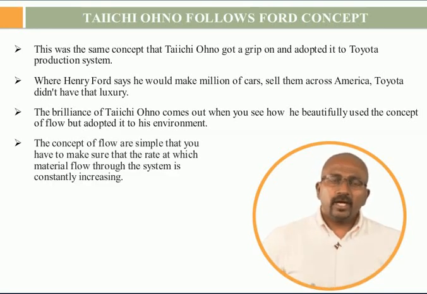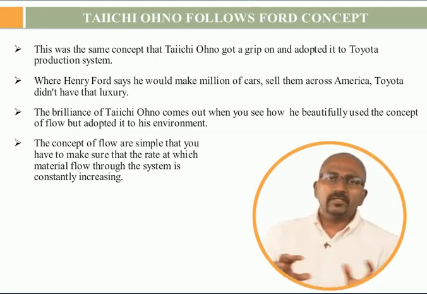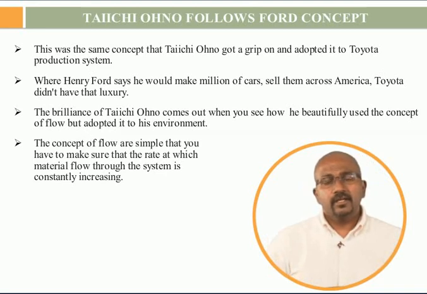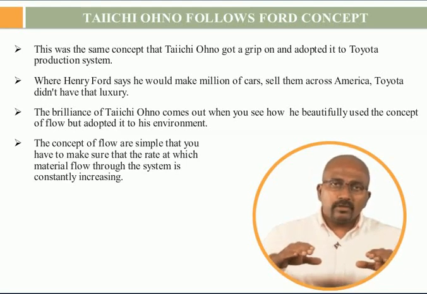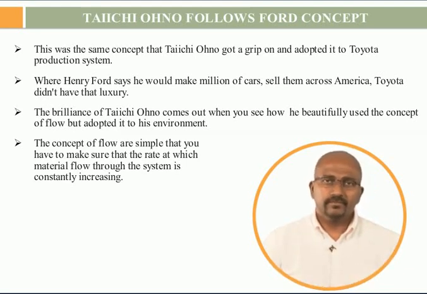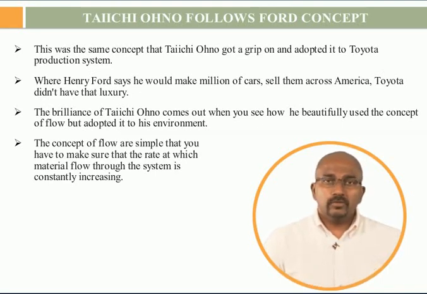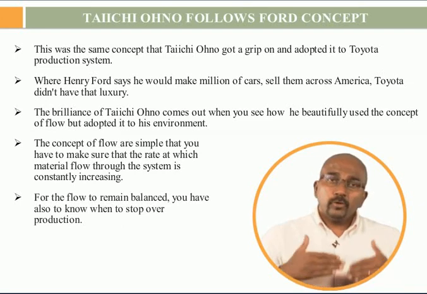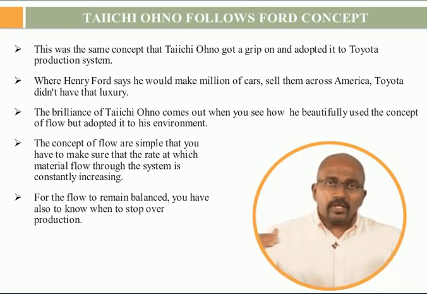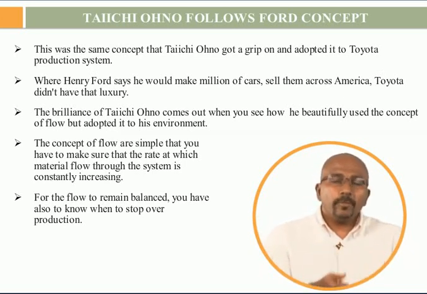The concepts of flow are simple: you have to make sure that the rate at which the material flows through the system is constantly increasing. Any variation in output is a deterrence. However, you should also know when not to produce. That means for the flow to remain balanced and flow equally through the system, at the same speed throughout the system, you also have to know when to stop overproduction.